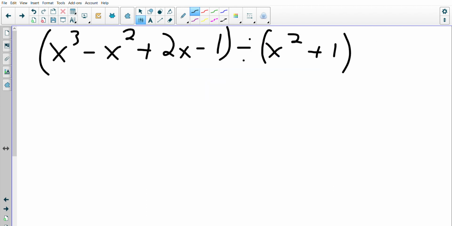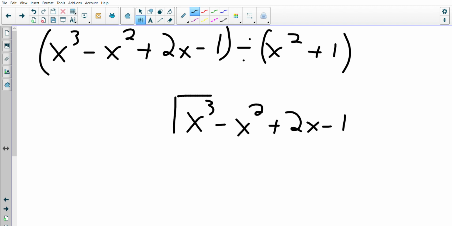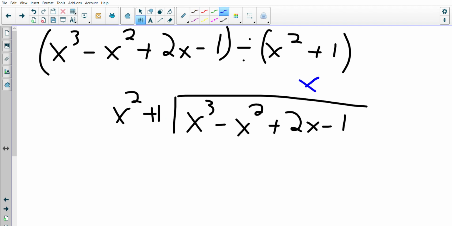So now we've got a different type of situation. We have x cubed minus x squared plus 2x minus 1 divided by x squared plus 1. So again, nothing is different with how we start. x cubed minus x squared plus 2x minus 1 in the box, and then x squared plus 1 on the outside. So I still ask myself, look at the first ones. x cubed divided by x squared, that's just an x. So I want to put it above the x.